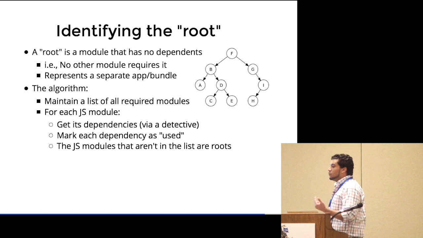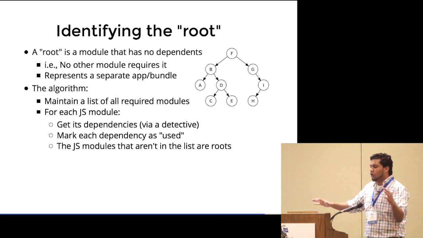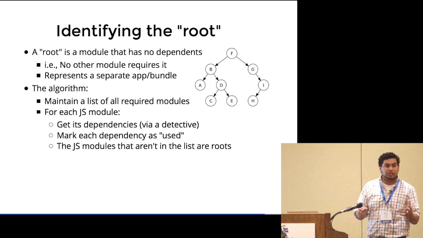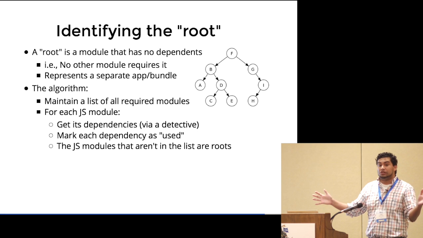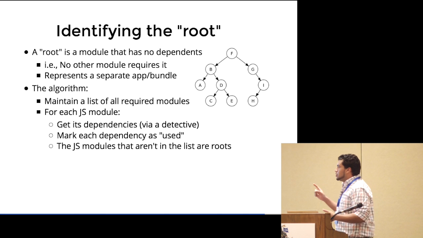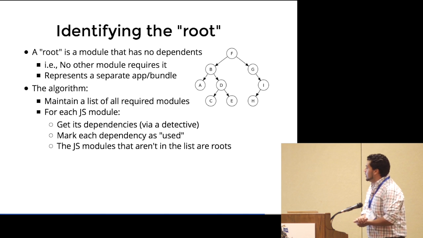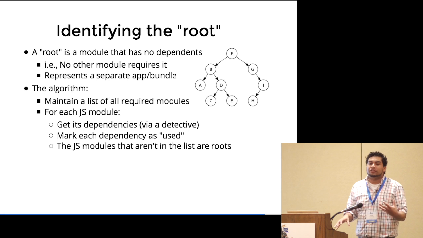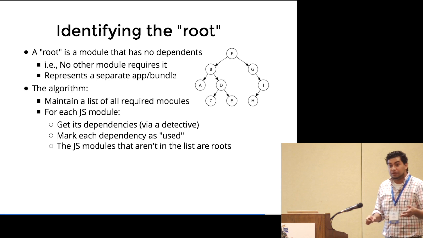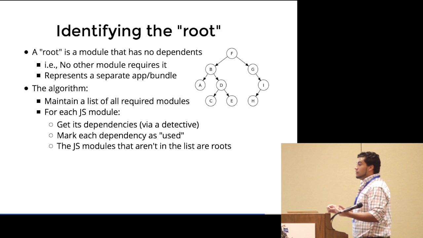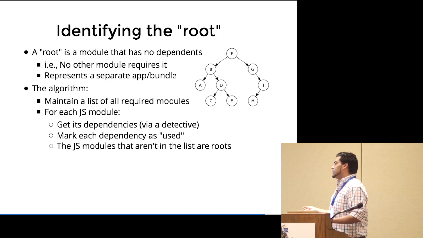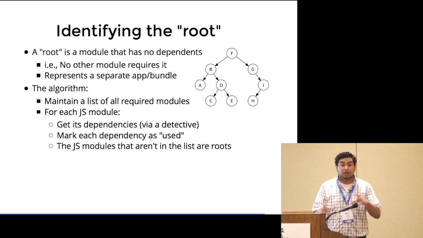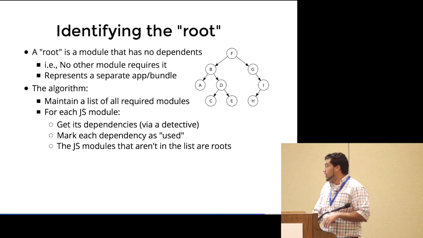The algorithm for determining what the root is, given a series of JavaScript files, is you go across all of these files. And what you're doing here is maintaining a list of what's been required. You're maintaining a list of all the dependencies. So for every single JavaScript module, for every node there in that tree, what you're doing is grabbing its dependencies. And you do that via what's known as a detective. Substack has written a detective for pulling out the dependencies in a CommonJS file. And I've written one for the AMD syntax as well. So you have the ability now to identify the dependencies within AMD and CommonJS.